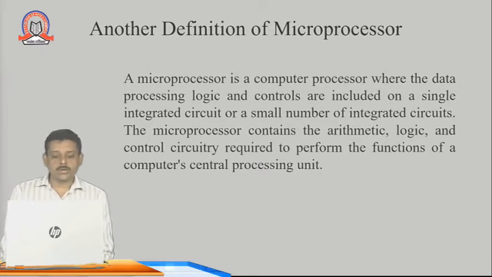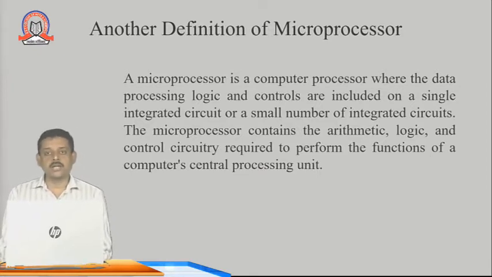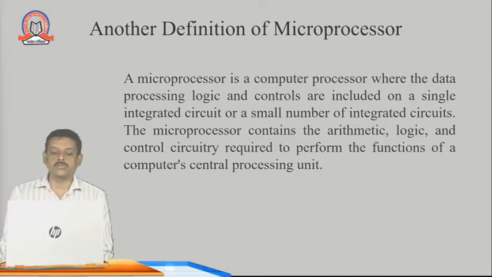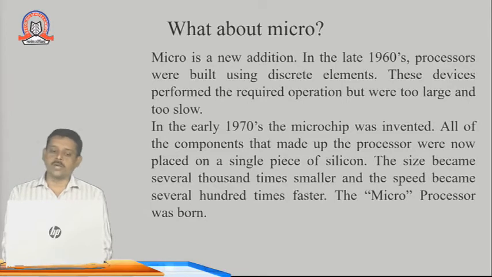So the microprocessor contains the arithmetic, logic and control circuitry required to perform the functions of a computer's central processing unit, that is the CPU. Now what about micro? As we have discussed, the word microprocessor is a combination of micro as well as processor. Now what is micro? Micro is a new addition.